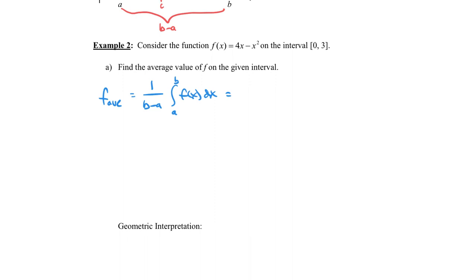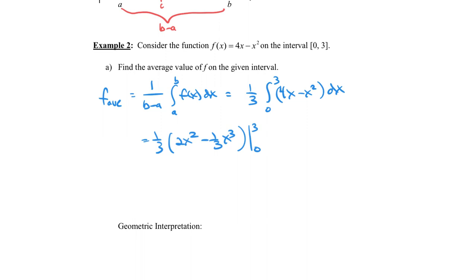If we do this, b minus a is going to be 3 minus 0, because this is a and b. So you're going to get 1/3. Then this integral from 0 to 3 of 4x minus x squared dx is a pretty straightforward integral. We can use the power rule a couple of times. So we'll get 1/3 times 2x squared minus 1/3 x cubed, and we evaluate that between 0 and 3.